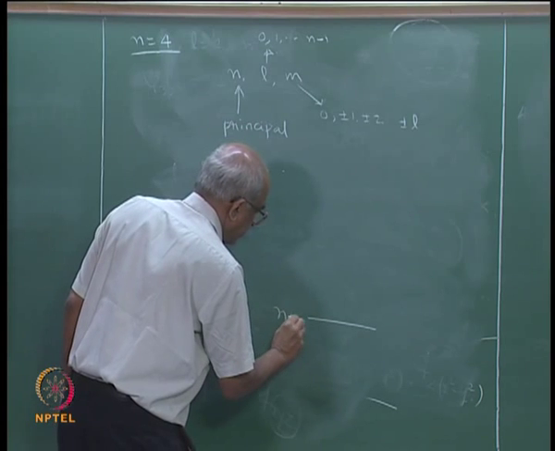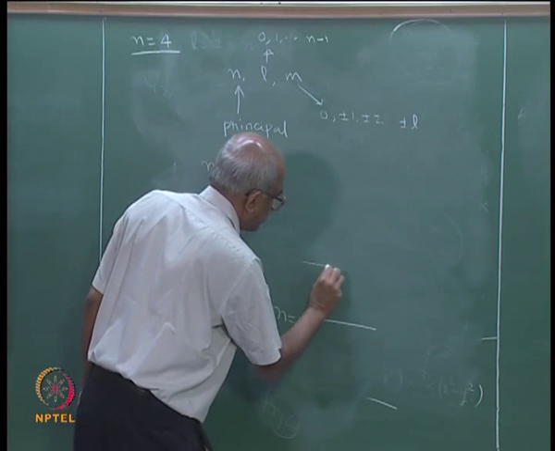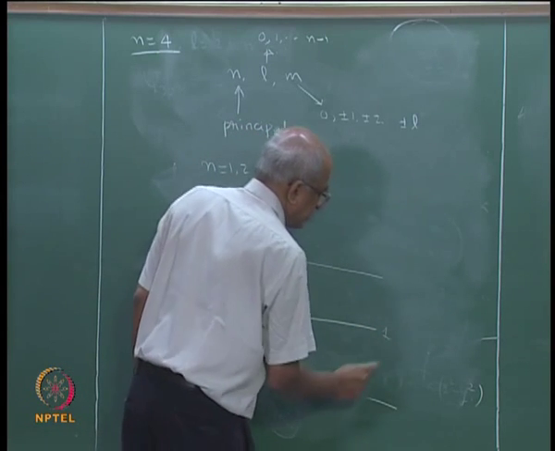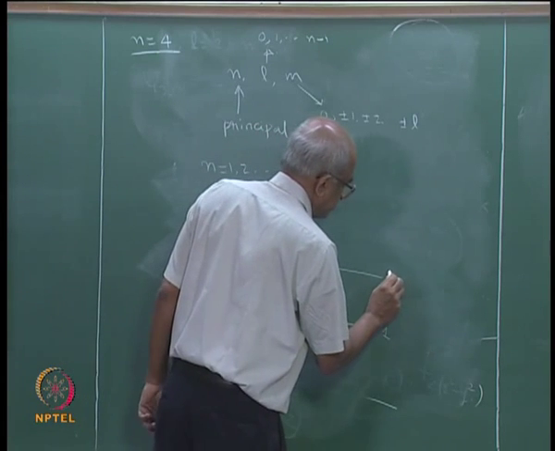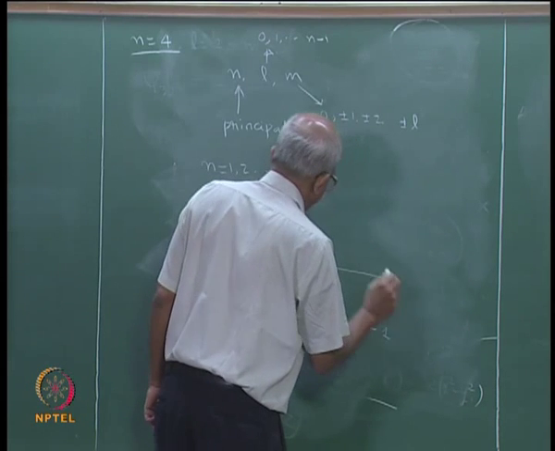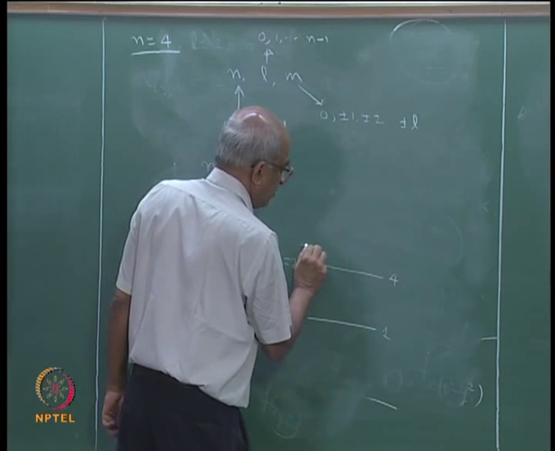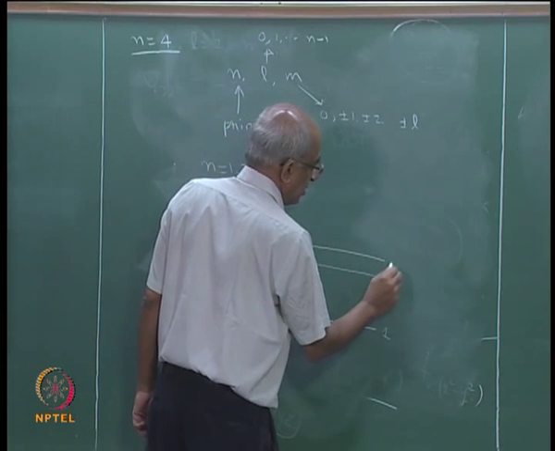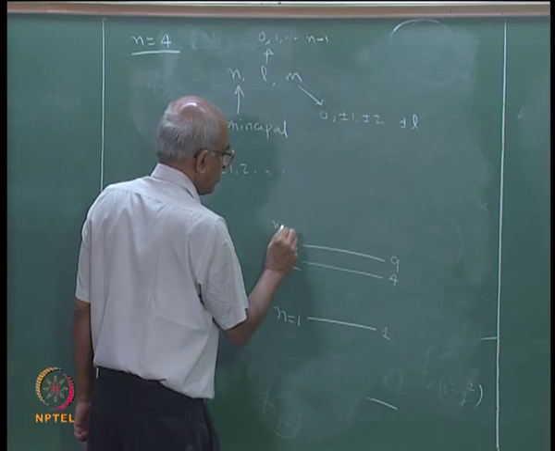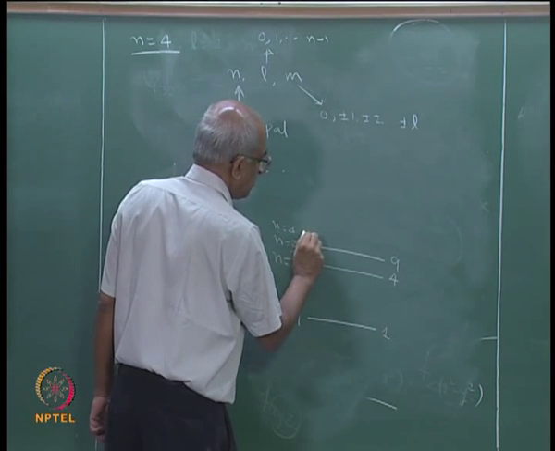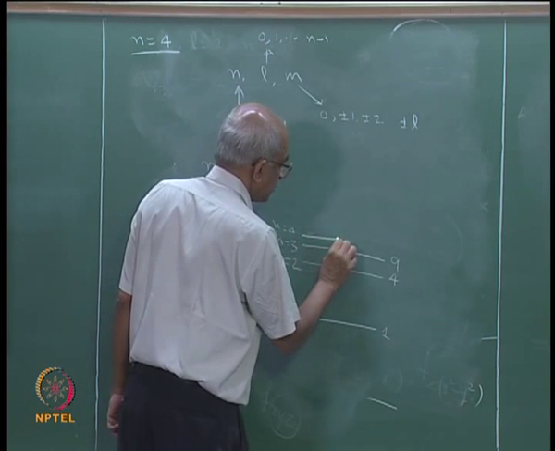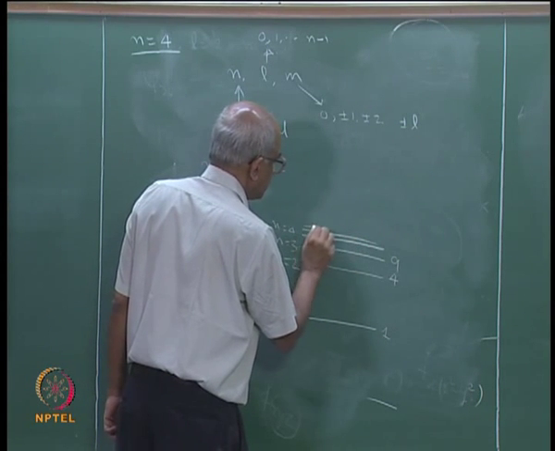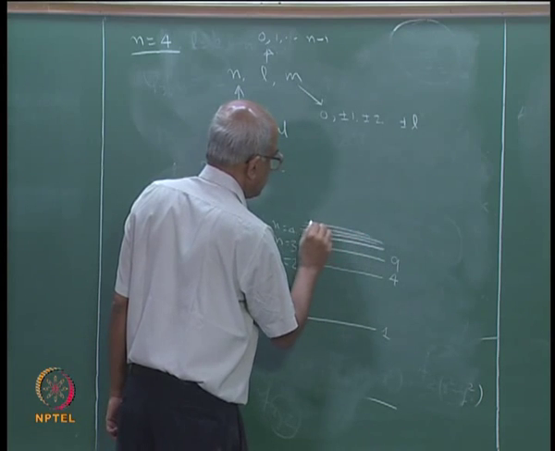This is n equal to 1, then I have n equal to 2. This is 1-fold degenerate, which means it is not degenerate. This is 4-fold degenerate. Then I have n equal to 3, 9-fold degenerate, n equal to 4, 16-fold degenerate, then n is equal to 5, 6, 7, 8.